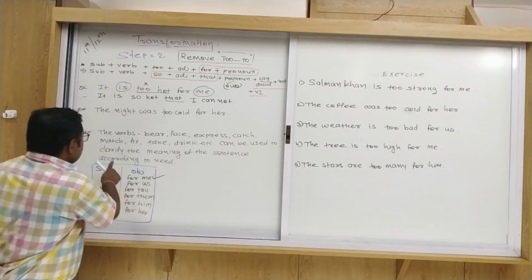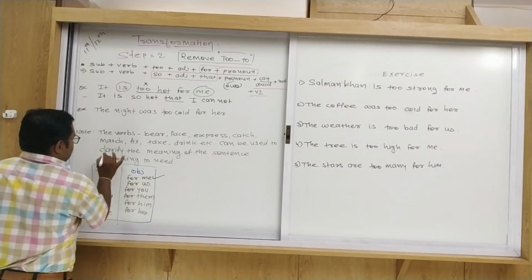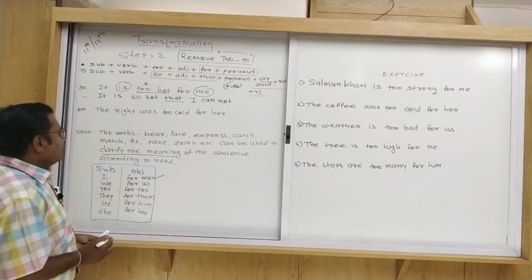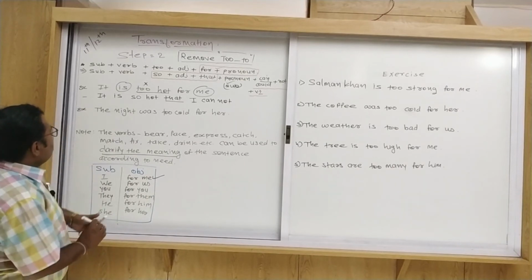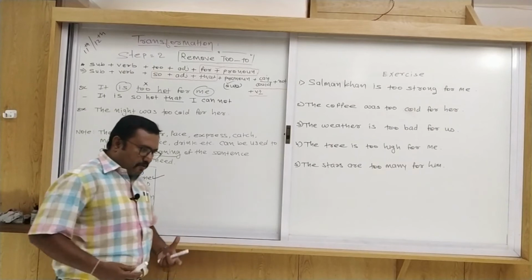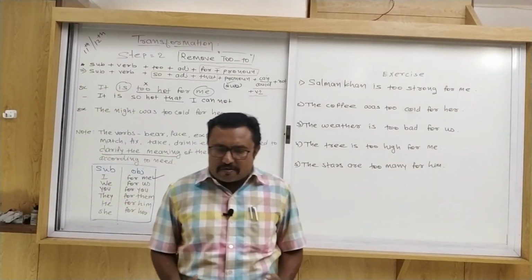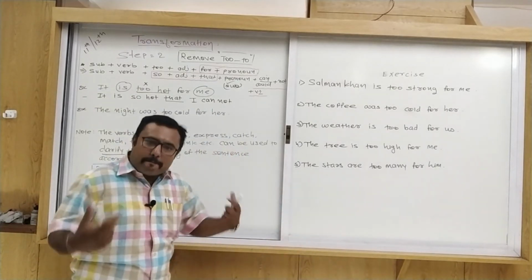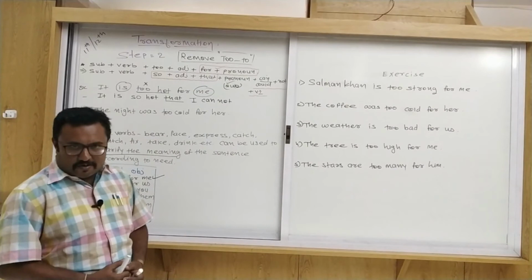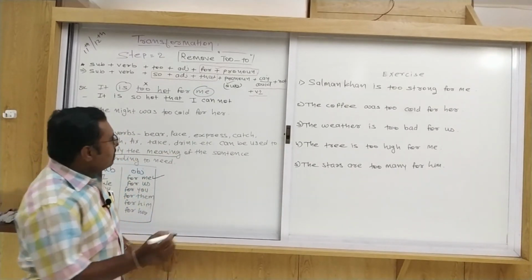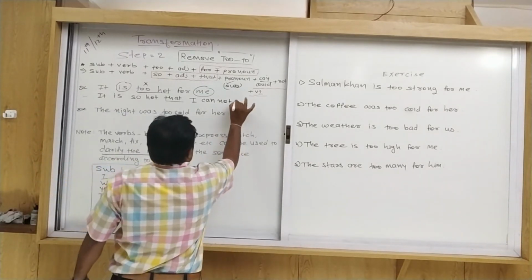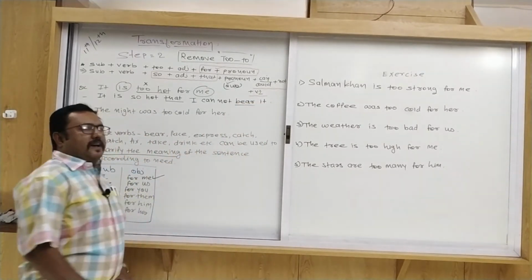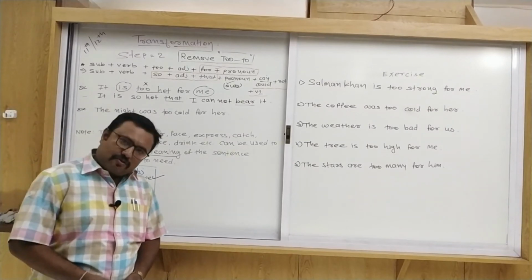Okay, the verb can be used to clarify the meaning of the sentence. Just focus here. Clarify the meaning of the sentence according to need. Now, it is too hot. Suppose the weather is very hot. So what will happen with us? We cannot face it. We cannot bear it. We cannot tolerate it. So there are so many verbs here, but we can write here, I cannot bear it. Instead of bear, you can write tolerate also.